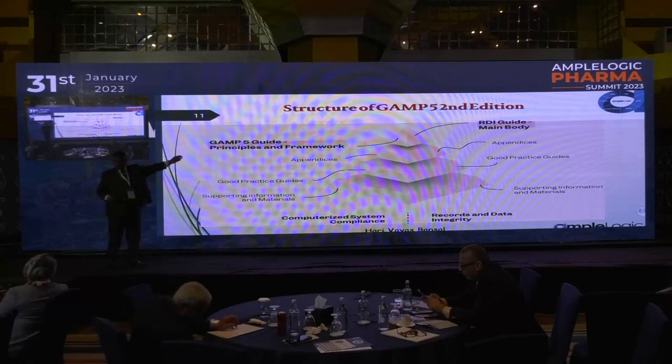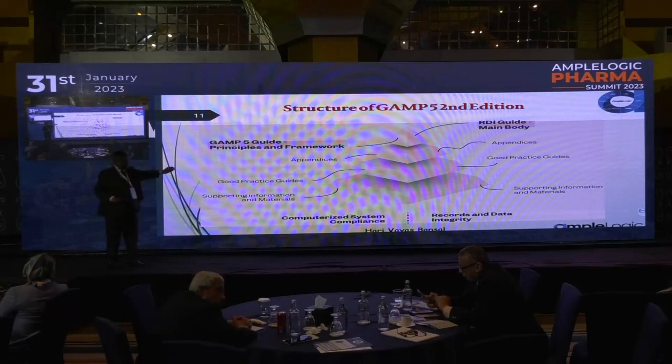So the main body remained the same. There were little changes in this. Appendices again remained the same, but there were little changes. Then good practice guides. There have always been some good practice guides associated with GAMP 5, and now with GAMP 5 second edition, the same practices remain in place, and supporting information metrics remain the same.